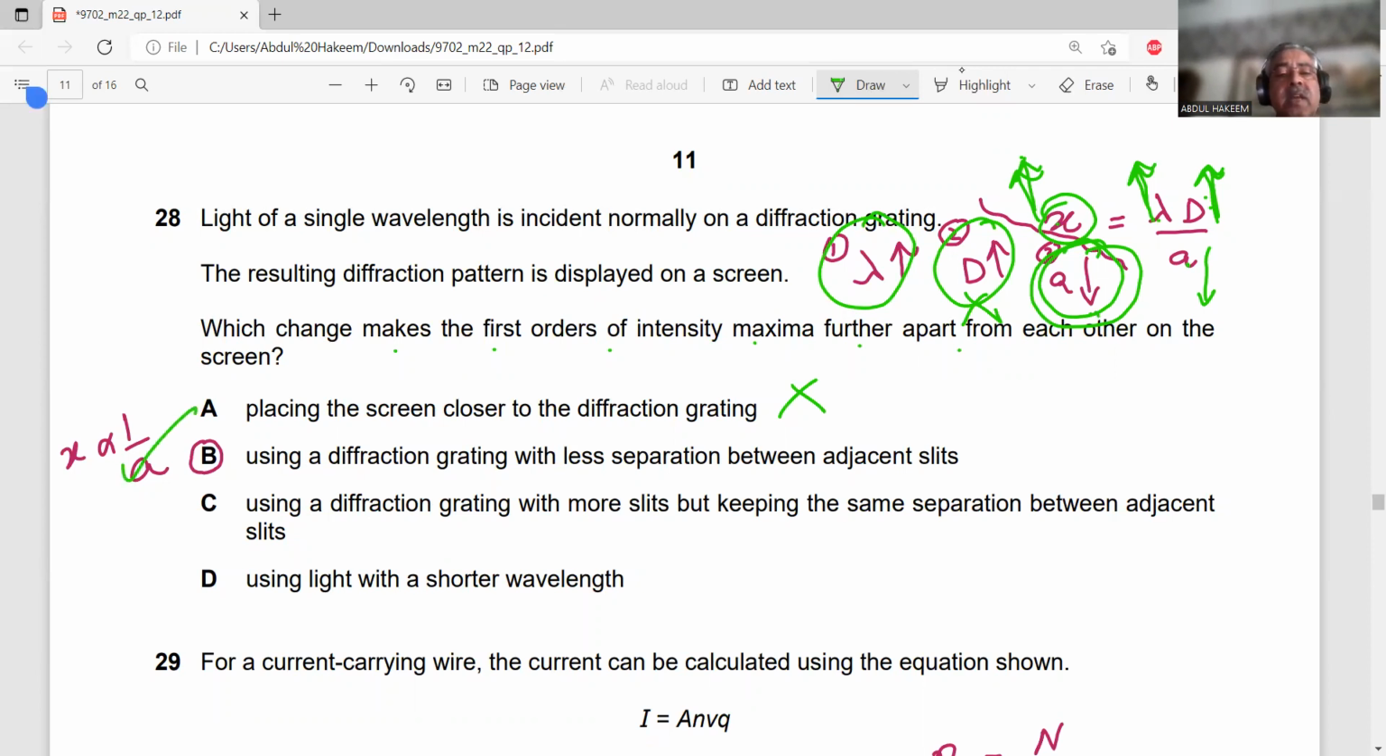And C is using the diffraction grating with more slits, but keeping the same separation between adjacent slits. More slits means the number of slits is more. Keeping the same separation, when separation is the same, there is no change in X. C is wrong. And using light with a shorter wavelength. So definitely when wavelength decreases, X decreases. This is not the correct option. So B is the right one.